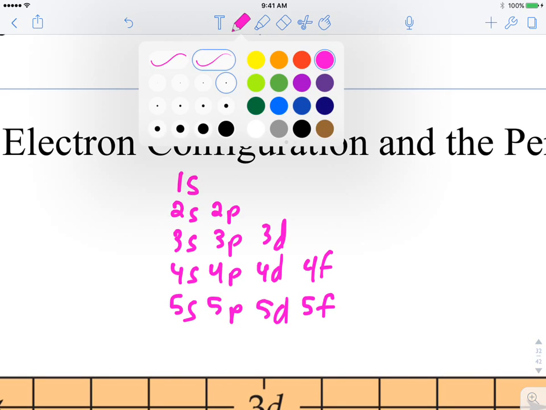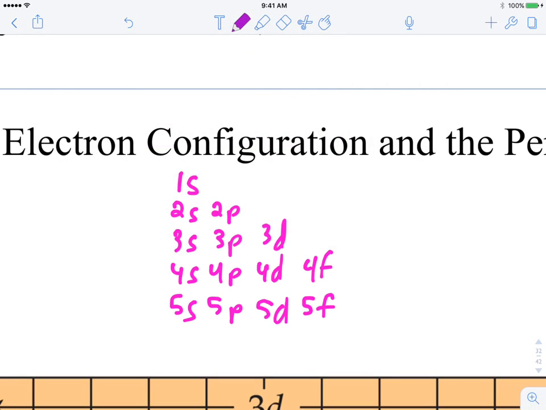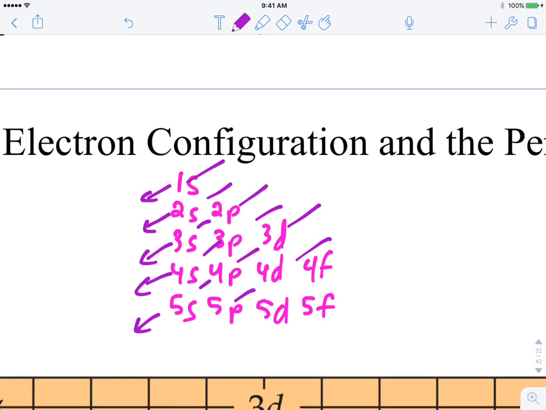The diagonal rule, now when I fill this in here, 1s fills in first, 2s fills in next, 2p, 3s in terms of energy, 3p, 4s, 3d, and so on like this.